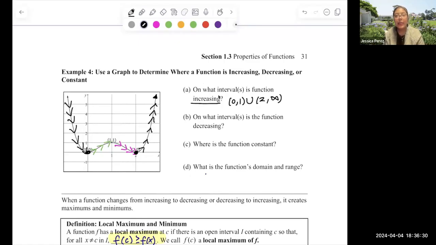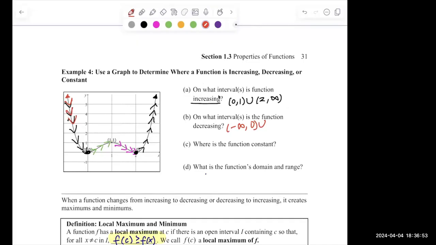Okay. Part B, on what intervals is the function decreasing? It's going down from negative infinity, because we start up here. It starts from negative infinity on the X, and then it stops at 0. Union, where does it go down again? From which X values? 1 to 2. Thank you, Michael, from 1 to 2.